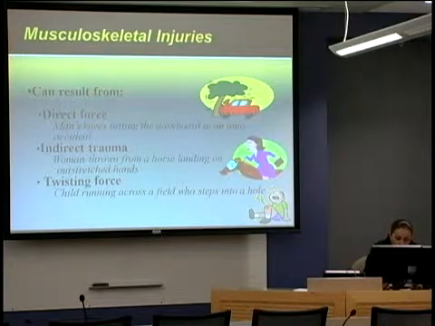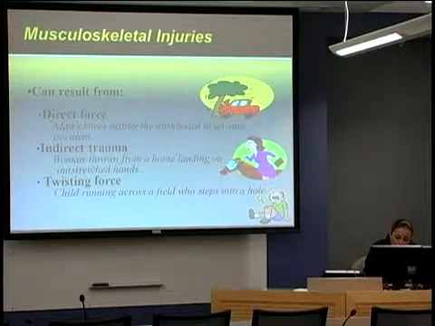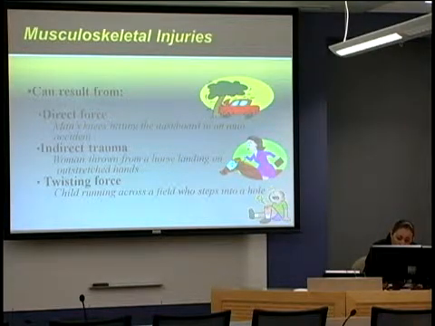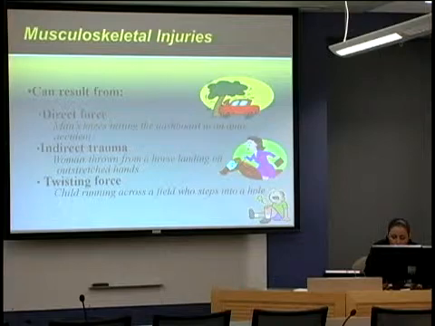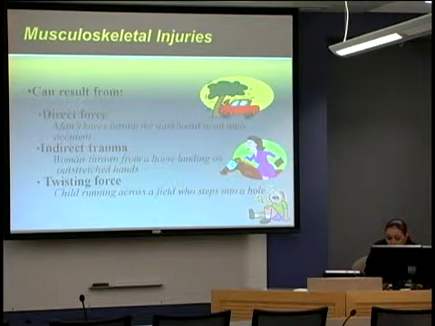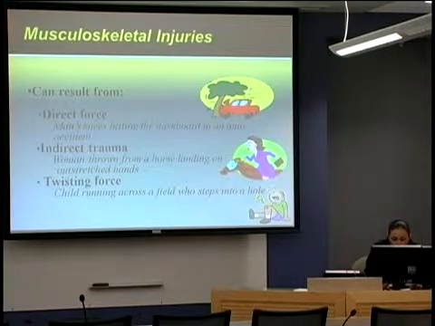In twisting force, one part of the extremity remains stationary while the rest twists. Take the case of a child running across a field who steps into a hole. The child's foot is rammed snugly into the hole and stays stationary while his leg twists, fracturing the tibia and/or fibula. Bone and joint injuries from twisting force occur commonly in football or skiing accidents.